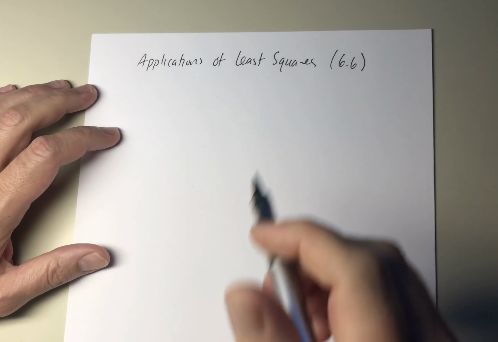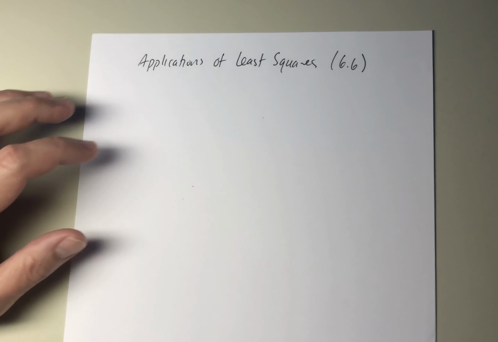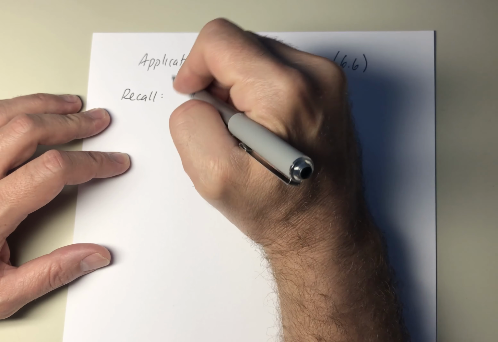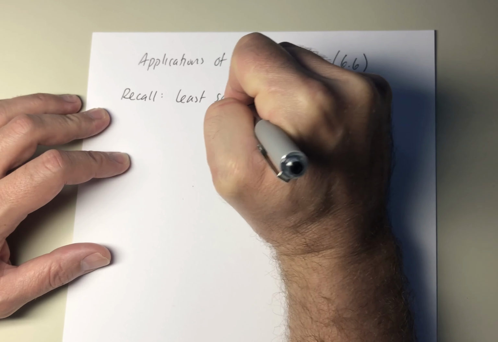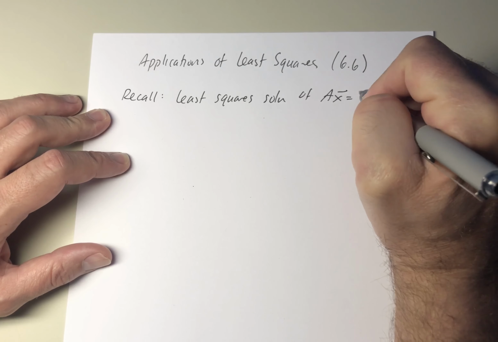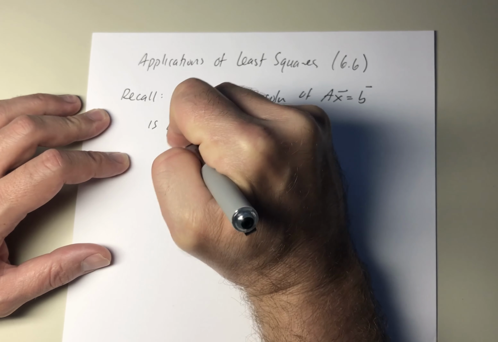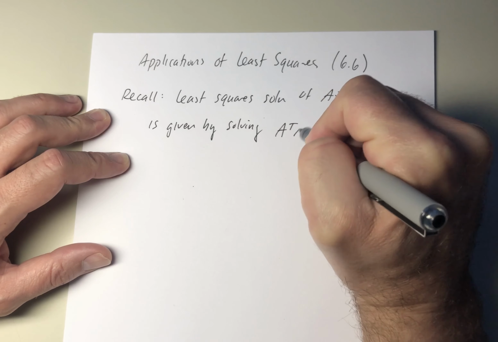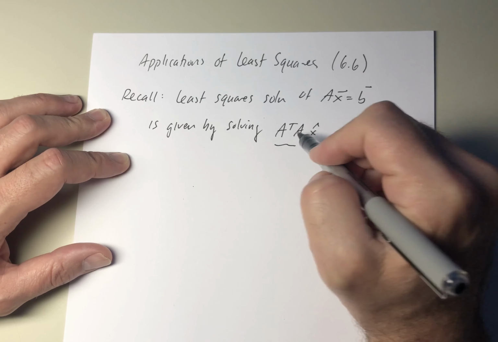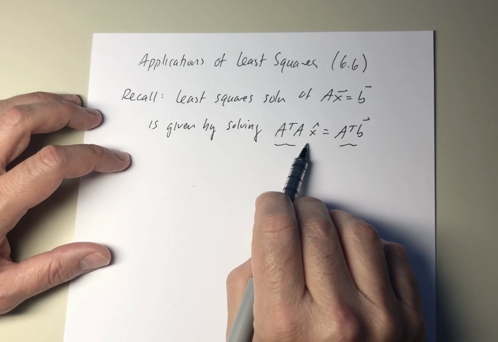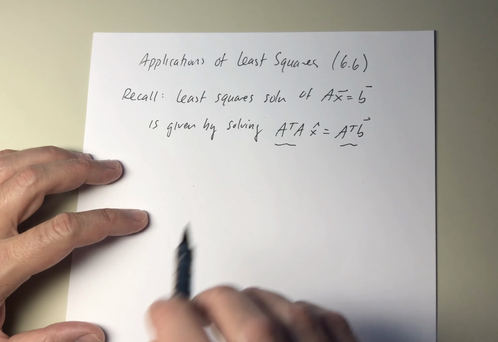Welcome back. Today we're talking about applications of least square solutions, material from 6.6. Let me just remind you what a least square solution is. The least square solution of a system Ax equals b is given by solving the system A transpose A, my new coefficient matrix, equals A transpose b, the right-hand side. The solution that you get from this consistent system is going to be given by x hat.